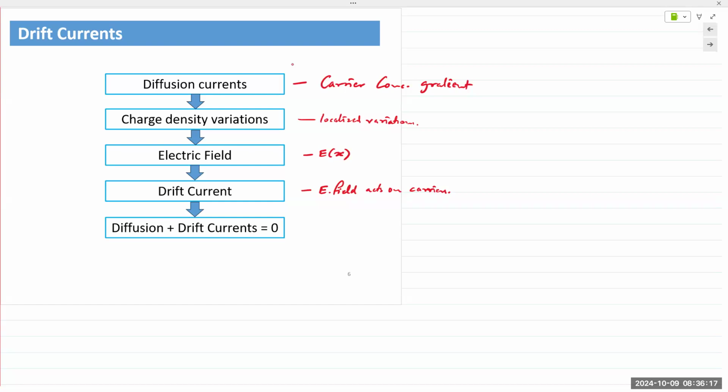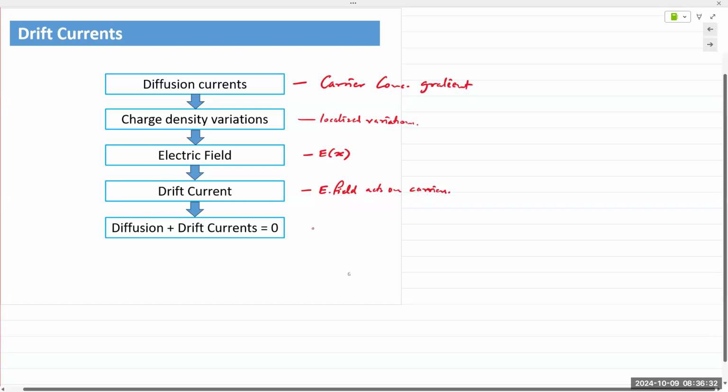The width of that junction depends on the material. So every semiconductor has a different width of the depletion layer. So this results in total current being equal to 0. Sorry, carrier concentration.